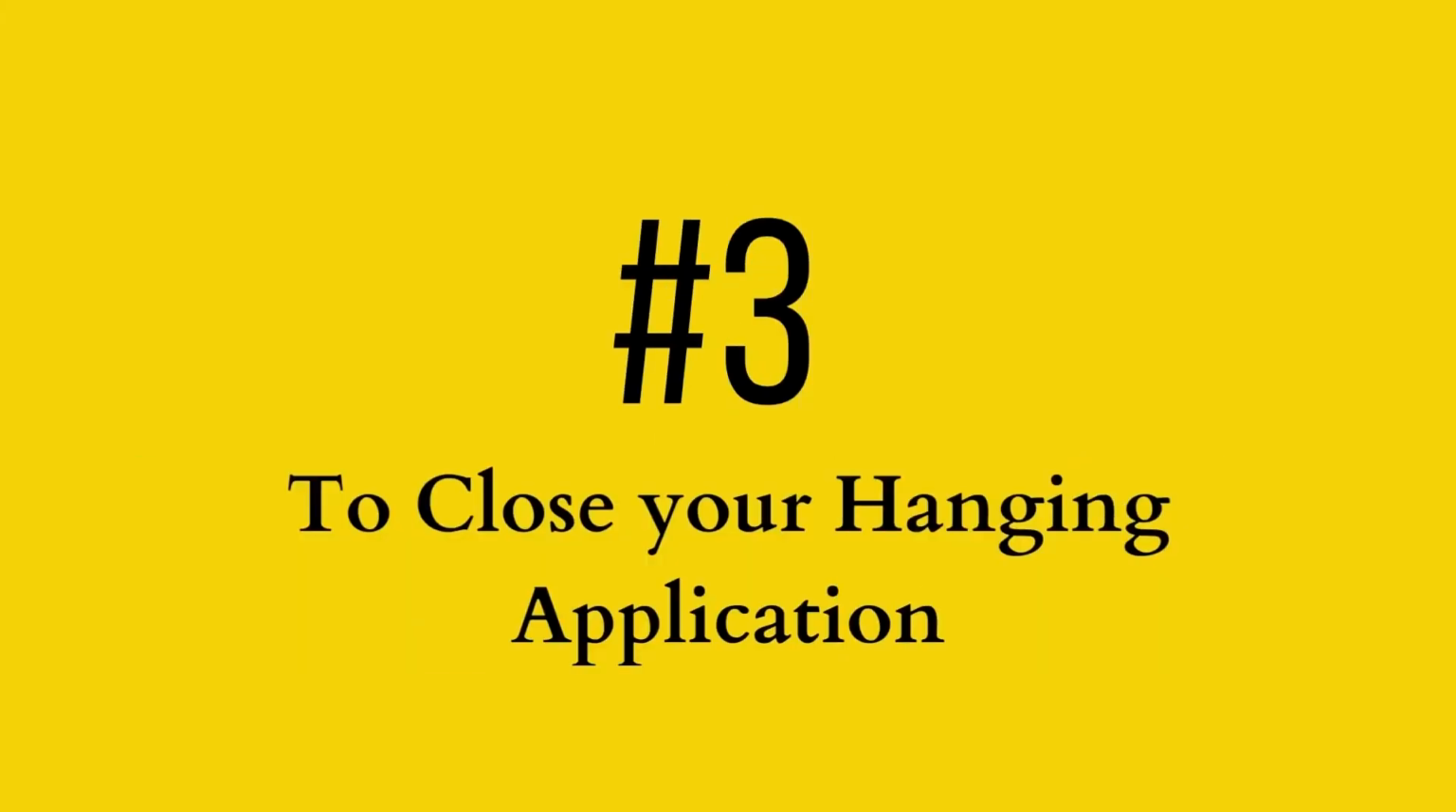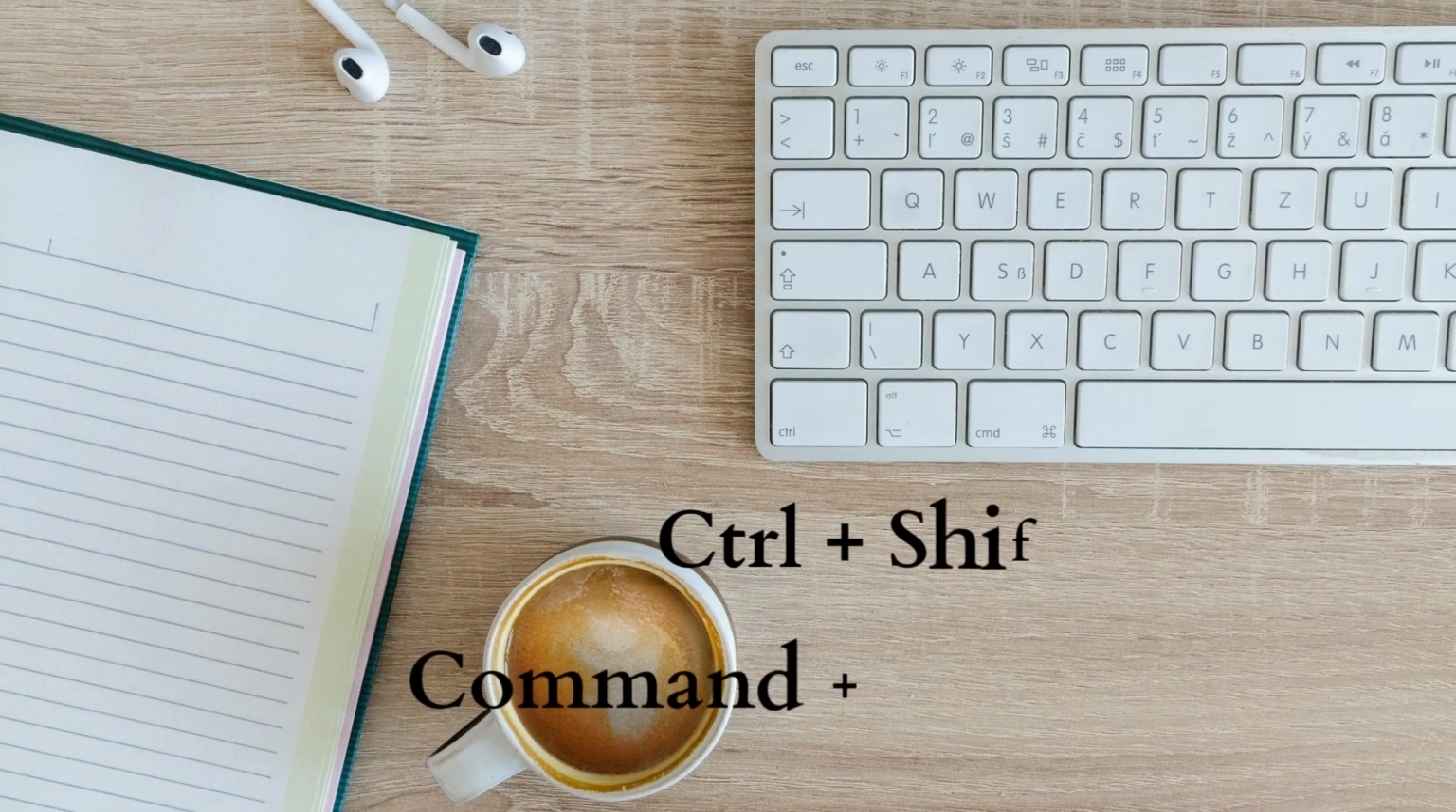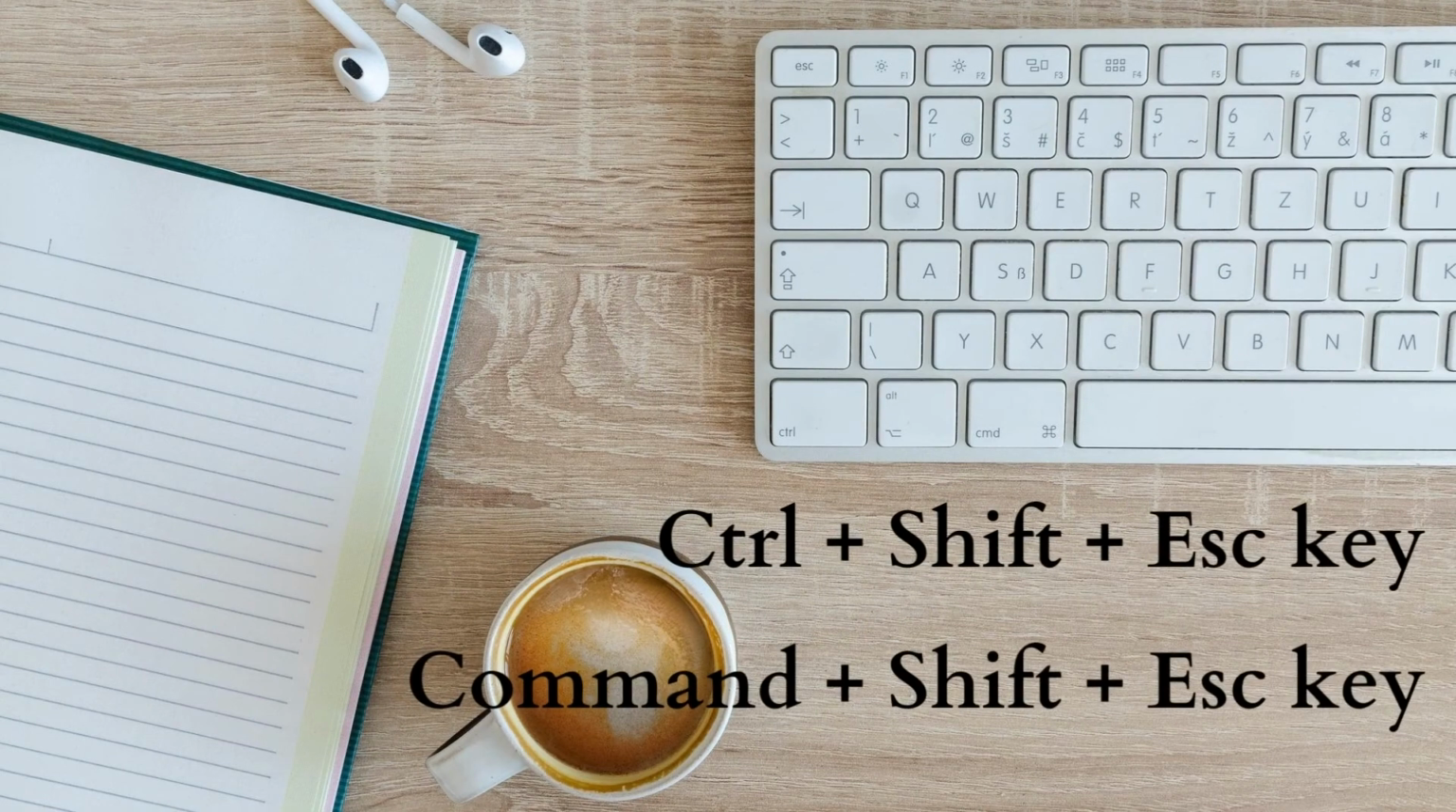Number 3. To close your hanging application that is not functioning well. If your PC ever starts hanging or any application is not running smoothly, then what do you do? No shortcut. You open the Task Manager and try to kill the process. Now, you don't have to open the Task Manager as your keyboard can save the time it takes to look for it. Just press Ctrl plus Shift plus S keys. These keys perform just that for you. Go, kill the process.